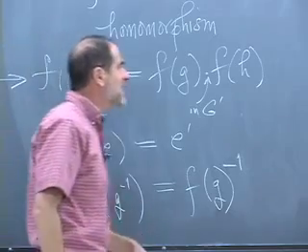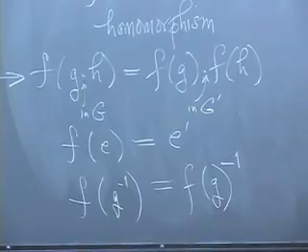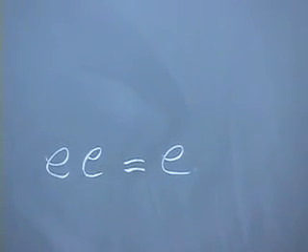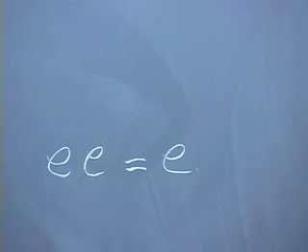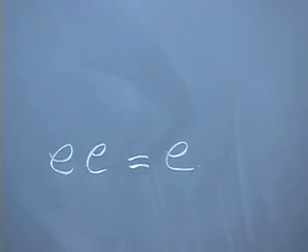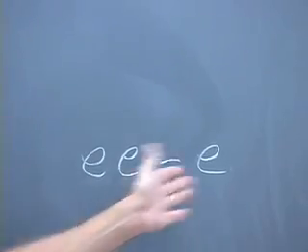To prove that it takes the identity into the identity, you use the fact that in a group, e times e is e. e is the only element which has that property. No other element has the property that a times a is a. It is a unique element with that property because you could cancel by multiplying by e inverse.